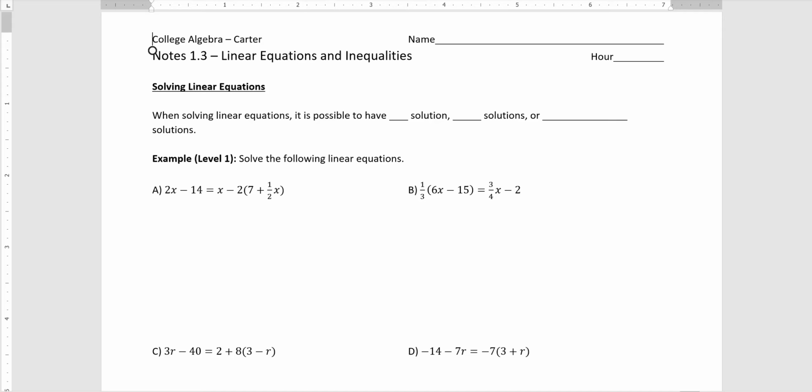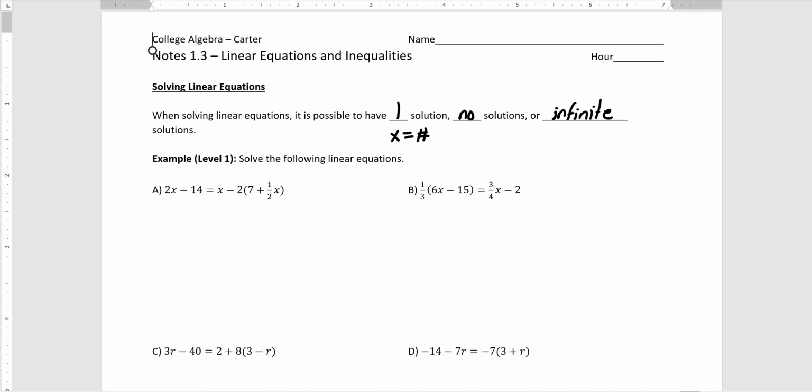Now when solving linear equations, it's possible to have one solution, no solutions, or infinite solutions. Now when we have one solution, that's very straightforward. We get x equals some number, and that one number is the one value that x can be in order to make this equation true. However, that's not always the case.